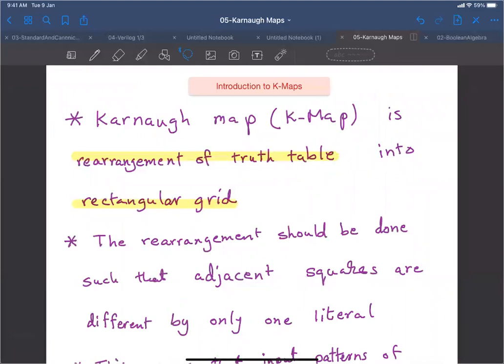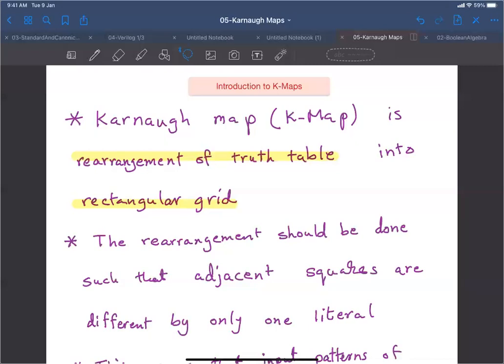So Carnot map, or K-map for short, is basically, you can think of it as a very simple rearrangement of the truth table into a rectangular grid. This is very important to understand. K-map does not add any information to the truth table. It is actually a truth table in disguise. It is a truth table but in a different form.